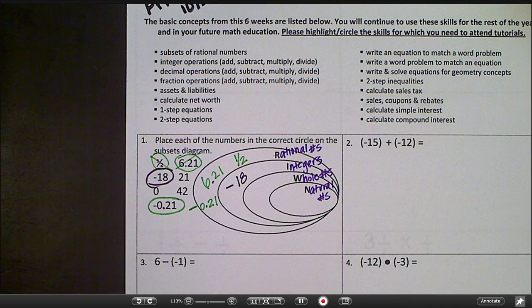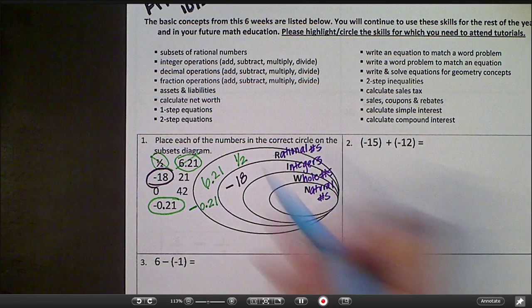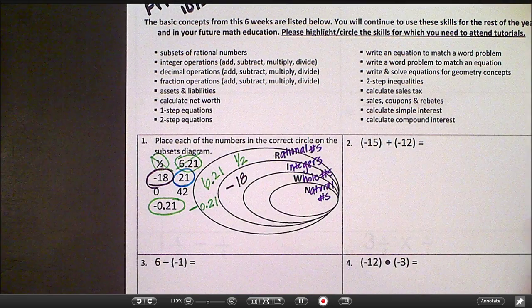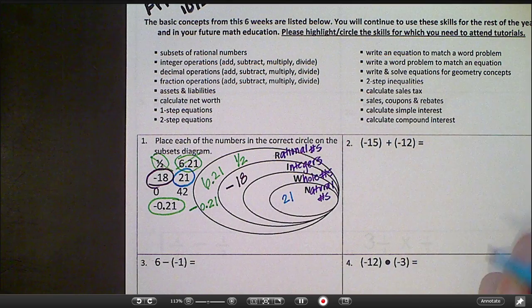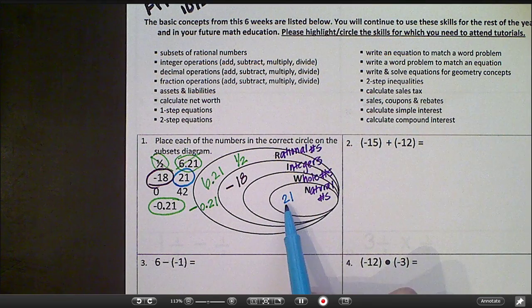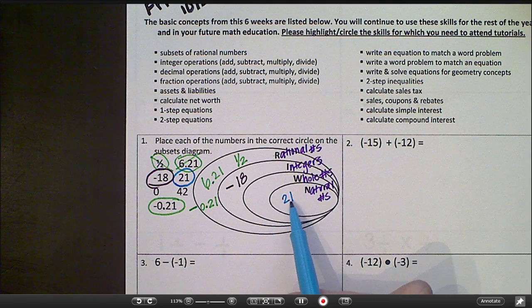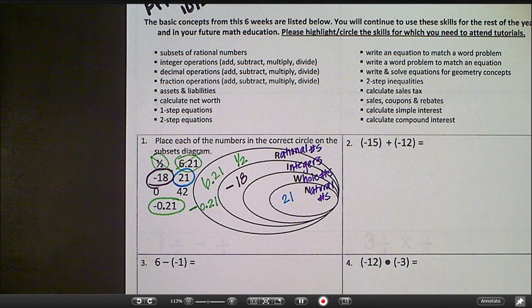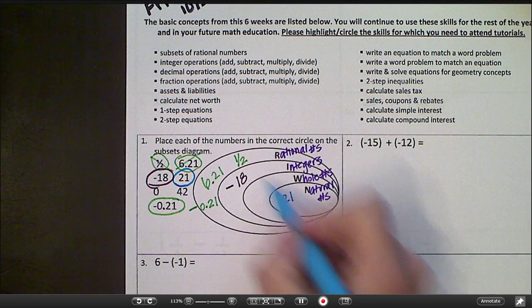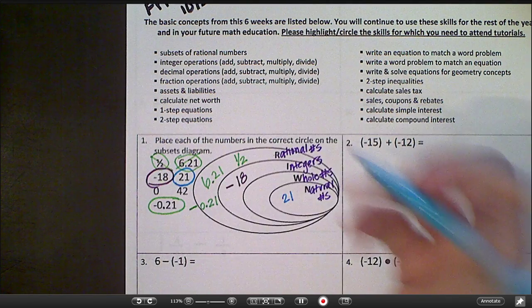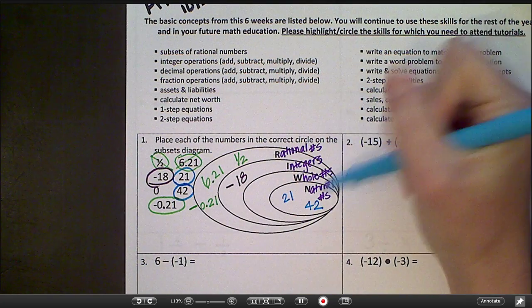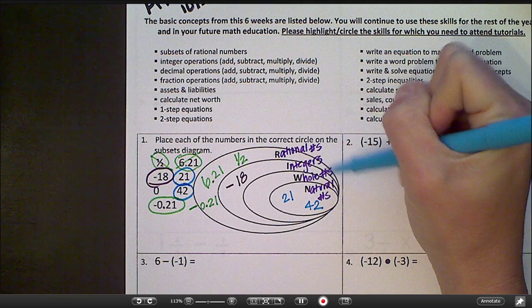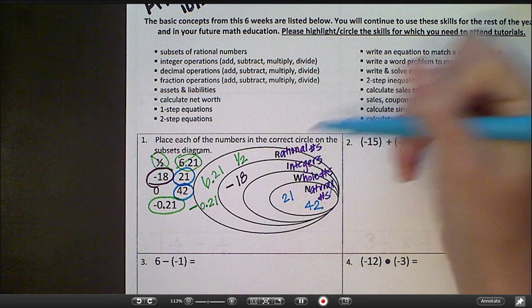Alright, and these other numbers are easy because we're not dealing with negatives or parts of numbers. We've got the number 21, and this number is going to be a natural number because it is also a whole number, it is also an integer, and it is also a rational number. Even though it doesn't have a decimal, it's all of these. Anytime it's in the middle, it's everything. That also applies to the number 42. Same thing. This is also a whole number, an integer, and a rational number.